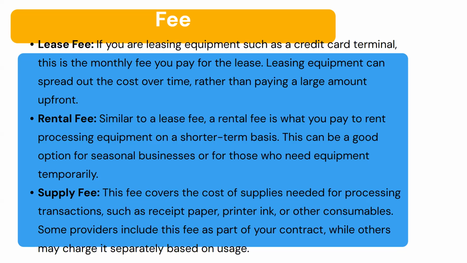Next, we have rental fee. Similar to a lease fee, a rental fee is what you pay for renting processing equipment on a short-term basis. Next, we have the supply fee. This fee covers most of the supplies needed for processing transactions, such as receipt paper, printer ink, or other consumables.